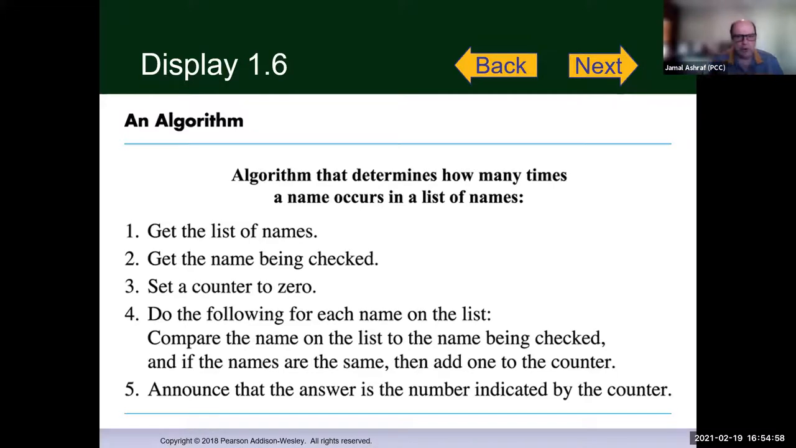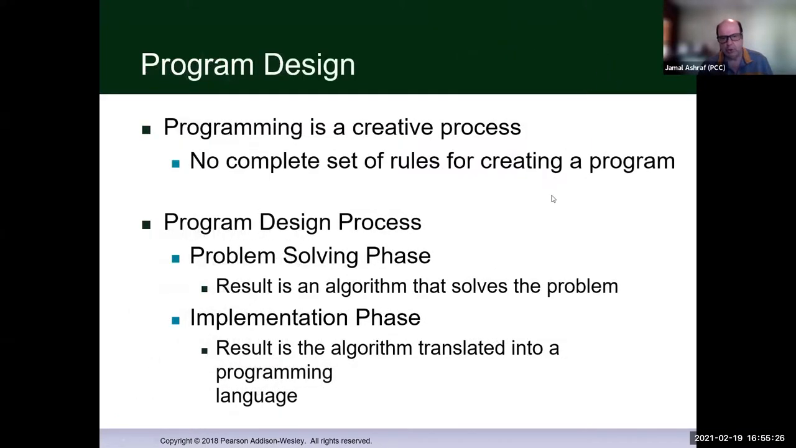If I want to count how many times a name occurs in the list, I have to set up certain steps. The first one is getting the list. The second one is what is it that I'm checking? Then I'm going to set the counter to zero. And then we're going to be looking at the first one, second one, third one, and as soon as I find it, I'm going to get the answer back. So these are the steps I'm going to be using to get our algorithm done.